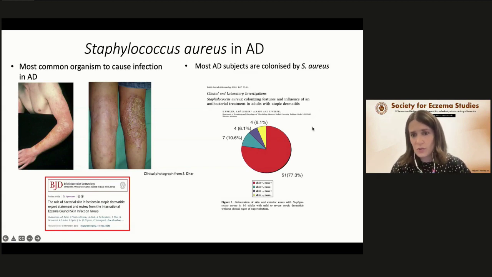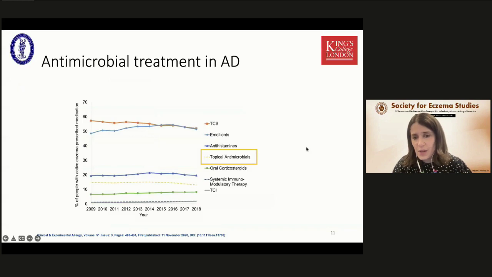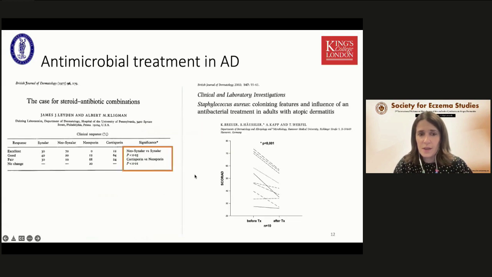And we've also known for a long time that most AD subjects are colonized by Staph aureus, even when they don't have these overt signs of clinical infection, compared with only 5% of healthy individuals. And we know that topical and systemic antimicrobial treatments are very important in the treatment of AD and one of the most commonly prescribed treatments for the disease. And studies for a long time have shown that there is some benefit in treating with antimicrobials in addition to corticosteroids in atopic dermatitis, even when there isn't signs of clinical infection.